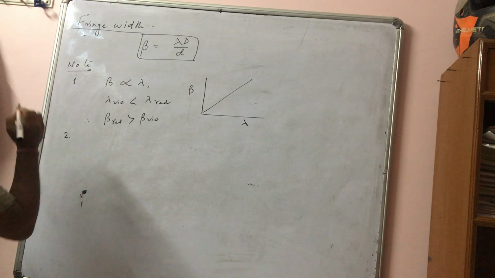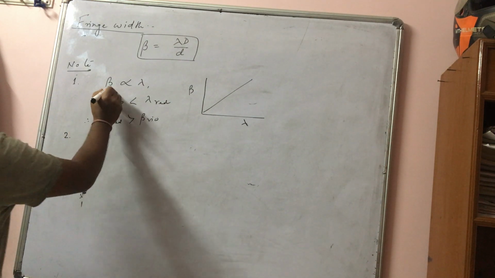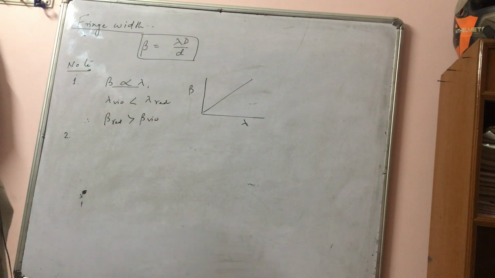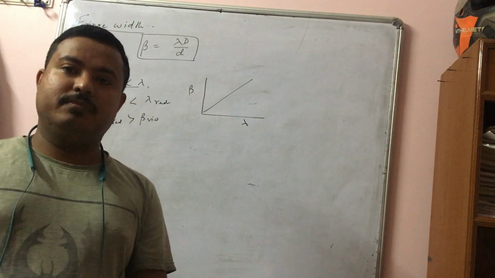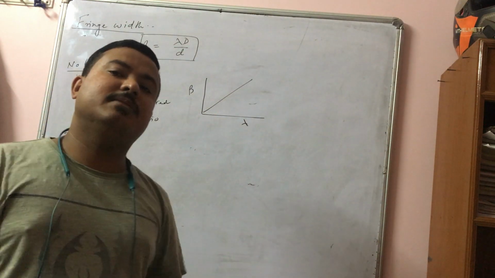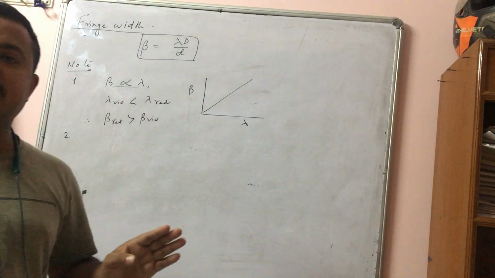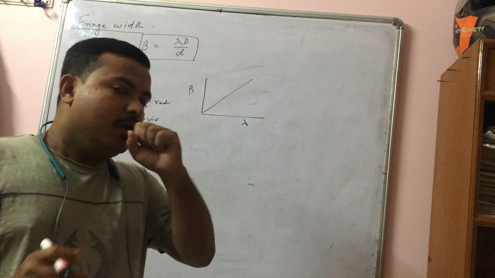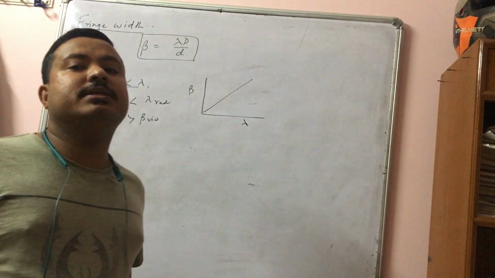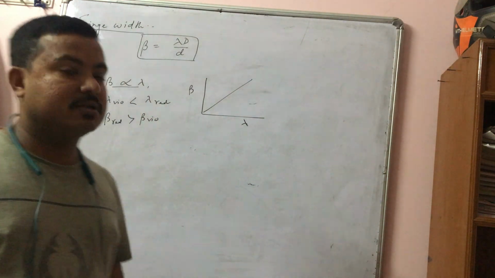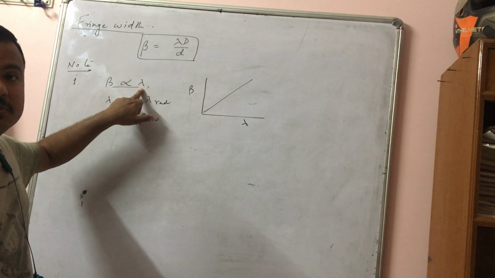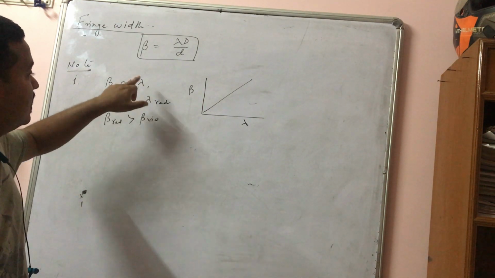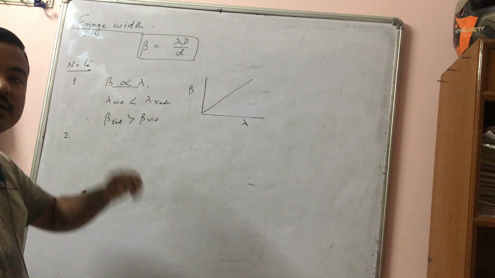Secondly, as we have seen, beta depends on lambda. And we know that lambda depends on the medium. When light travels from one medium to another medium, its frequency remains unchanged. The wave property, that is the frequency of the wave, remains unchanged, but its velocity and wavelength change. So as wavelength changes, that means if the medium changes, wavelength changes, so obviously beta will change.